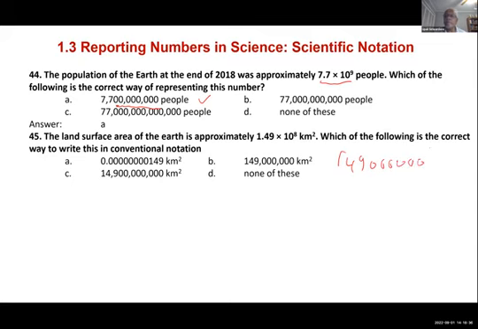Why 6 zeros? You move here. 2 already gone. 8 minus 2 is 6. Therefore 6 zeros after 149. Which one has the 6 zeros? That one. Therefore the correct answer is B. Do you see that?